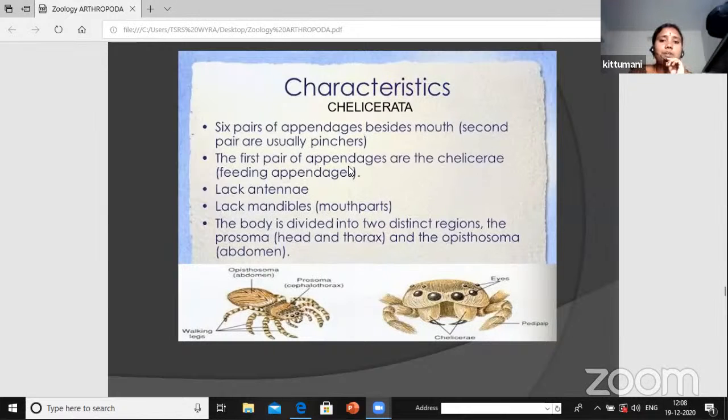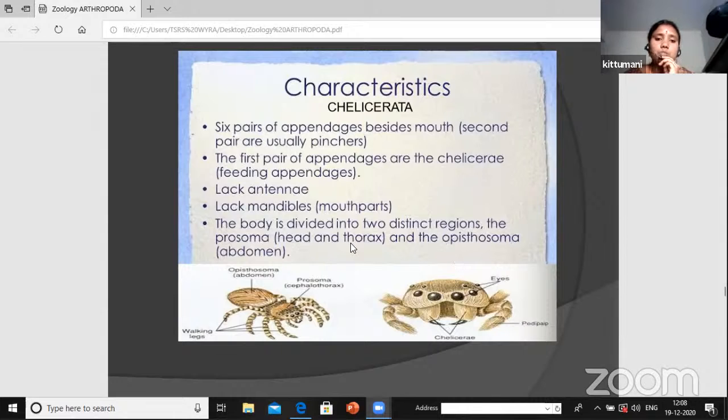The first pair of appendages are the chelicerae. Students, all of you look at this picture. Here they are used for feeding. In the crab we will observe this in a clear way. Next, the lack of antennae is also a special feature of this subphylum. They lack antennae and mandibles also, and mouth parts are not present.